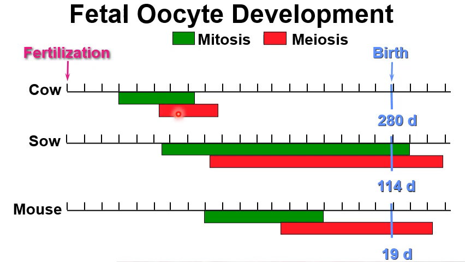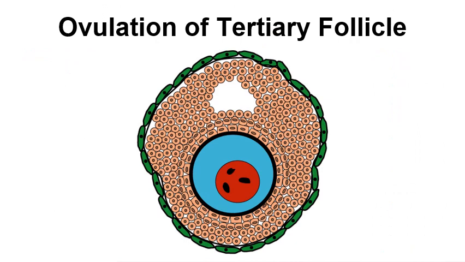In the case of the pig, we have some mitosis and meiosis occurring after birth, and the gestation period is about 114 days. And for the mouse, all mitosis are finished before birth, while meiosis may occur until after birth. The tertiary follicle, also known as the antral follicle, is the one that will later undergo ovulation.